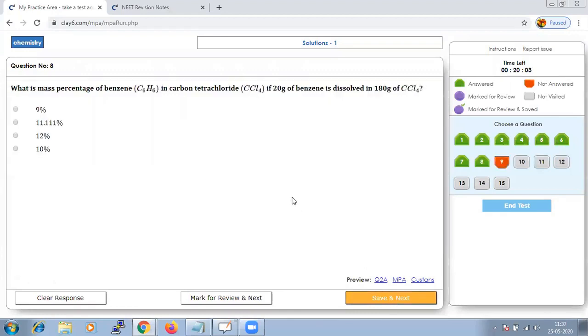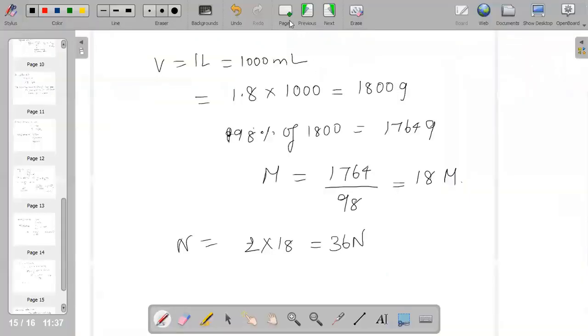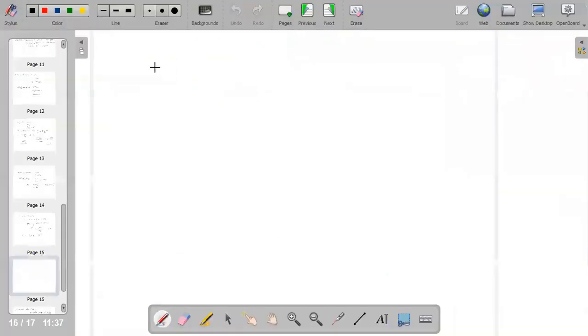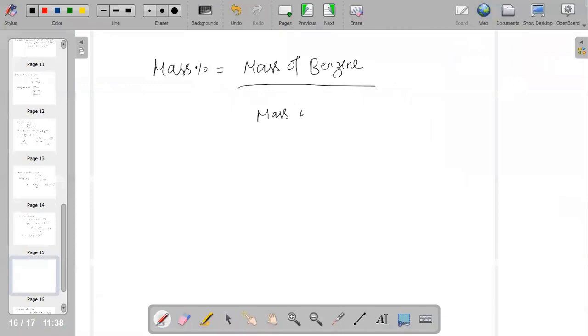What is the mass percentage? Here they have asked the mass percentage of benzene in carbon tetrachloride. So we all know mass percent, and if 20 gram of benzene is dissolved in 180 gram of CCl4, then the mass percentage will be equal to the mass of your benzene divided by the mass of solution, into 100.